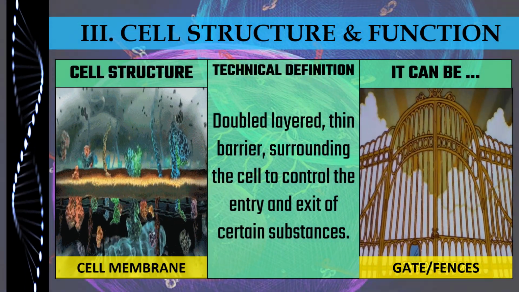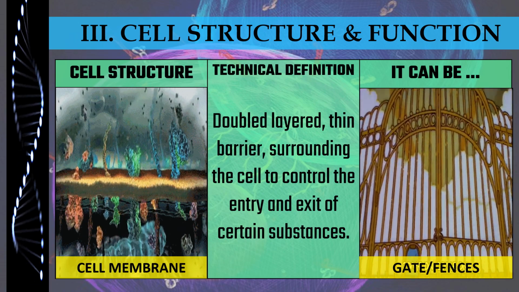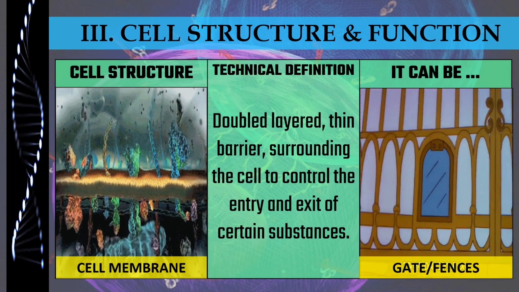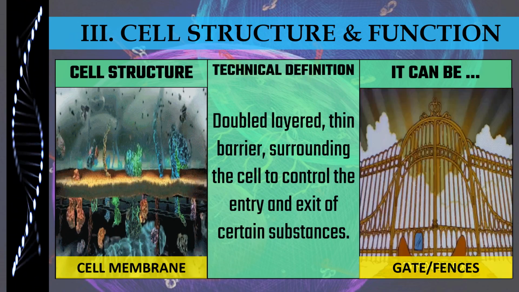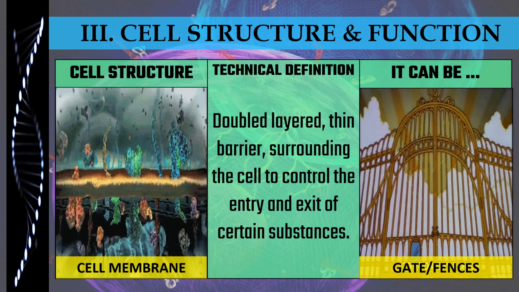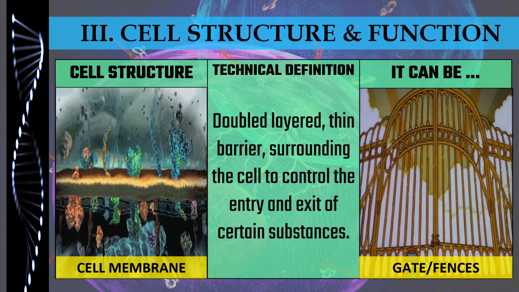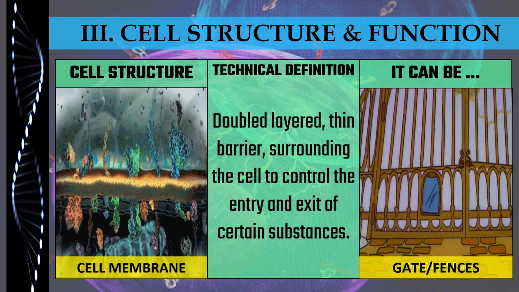One of the major components of the cell is the cell membrane, also known as the plasma membrane. It is a double-layer thin barrier surrounding the cell to control the entry and exit of certain substances. It is like the gate and fences of your homes. It serves as the entrance and exit point. It gives mechanical shape, strength, and protection to the cell.